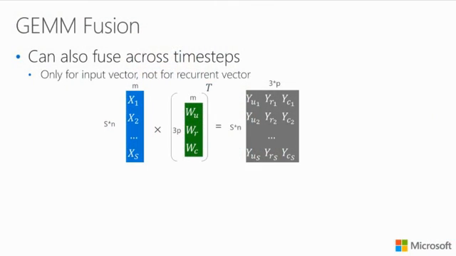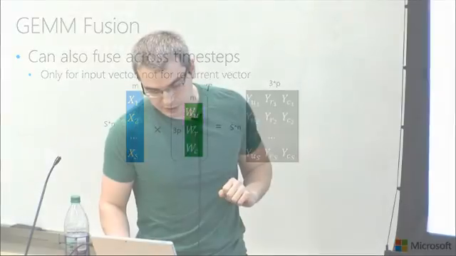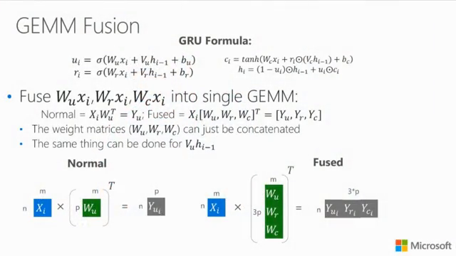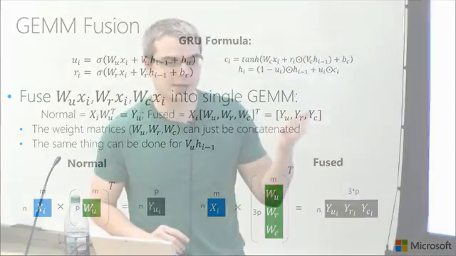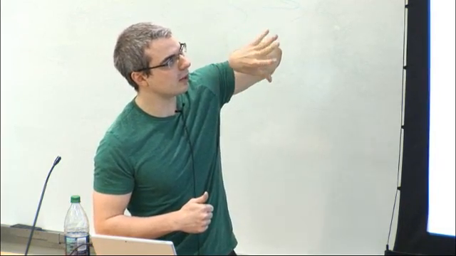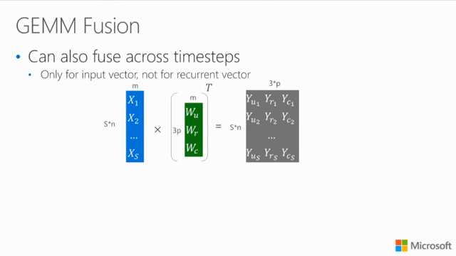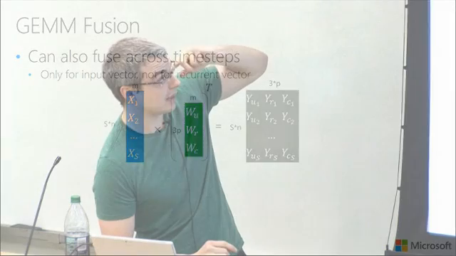Then there's another type of GEMM fusion, which is that you can fuse across time steps. We saw that this is for one time step. So Hi depends on Hi minus 1, and you can't compute Hi until you've computed the previous one. But for the product of Wu times Xi and all the W's times X, you know all the X's ahead of time, at least if you architect your toolkit in a certain way. And so you can fuse all of them across time steps also.